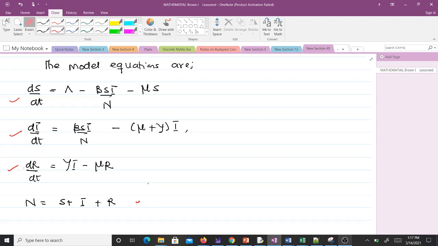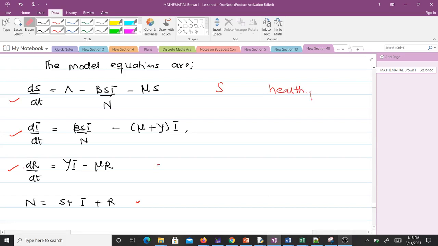So we have three equations here. Out of these equations, when you take the first one, the people here are susceptible, right? Susceptible means they don't have the disease, but they can have the disease upon exposure to an infected person. So that means people here are healthy.